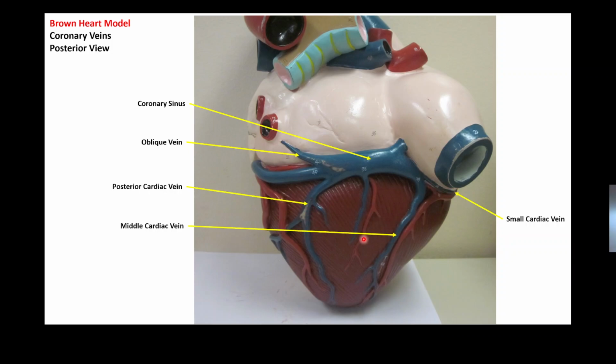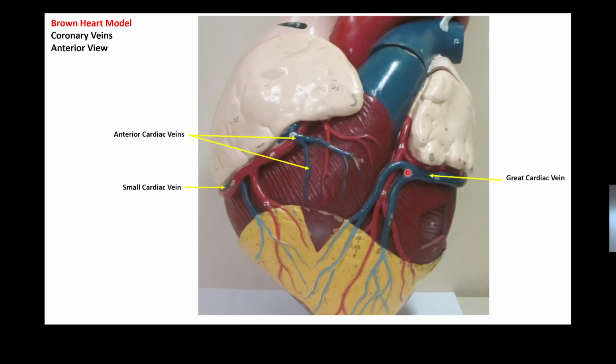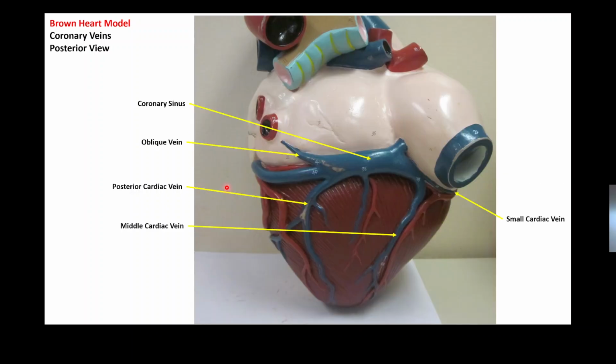P, M, S. This vein right here, the blood would be coming back this way, is the posterior cardiac vein, and the blood's going to drain into here. This is the middle cardiac vein, and the blood's going to drain into here. And then the small cardiac vein is going to go this way. So in the front, you're going to remember G, A, S right there. In the back, you're going to remember P, M, S.